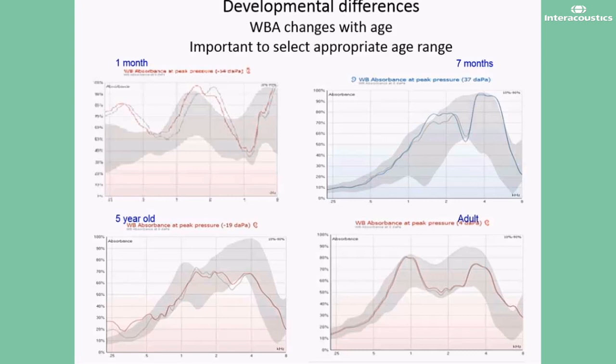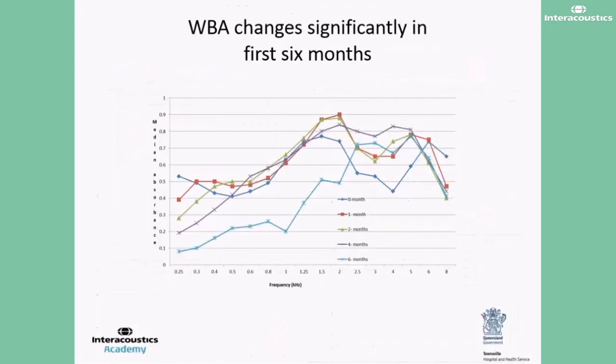And you can see that there are 2 consistent patterns here across all ages. One, the absorbance is highest between 1 and 4 kilohertz, and two, the wideband absorbance and tympanometric pattern show a similar pattern in all the age groups. Now let's look a little bit closer at the wideband absorbance in the very young infants. Maturational effects of the conductive system are most evident in the first 6 months of life.